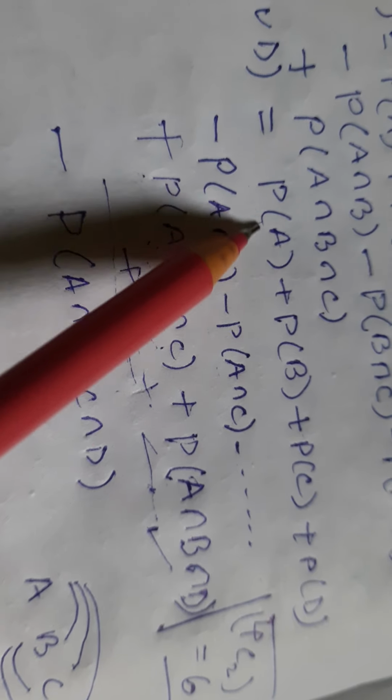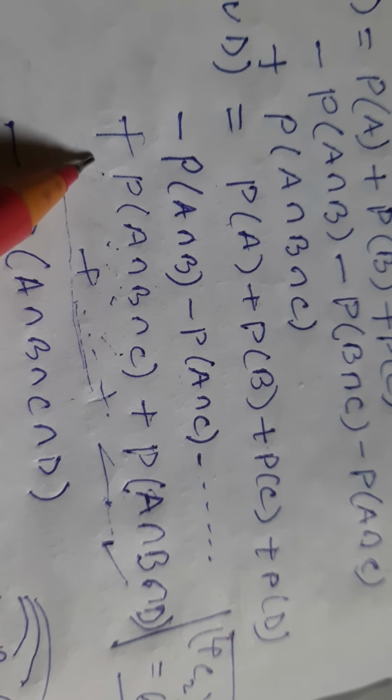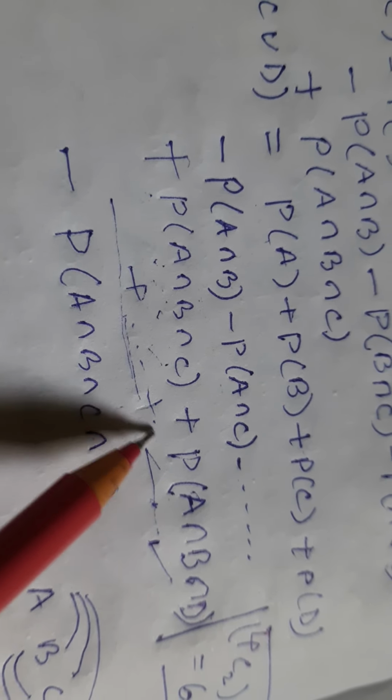We have added in the first line, we should subtract in the second line, we should add in the third line, and again subtract in the fourth line, and so on. So you can do it for any number of events.